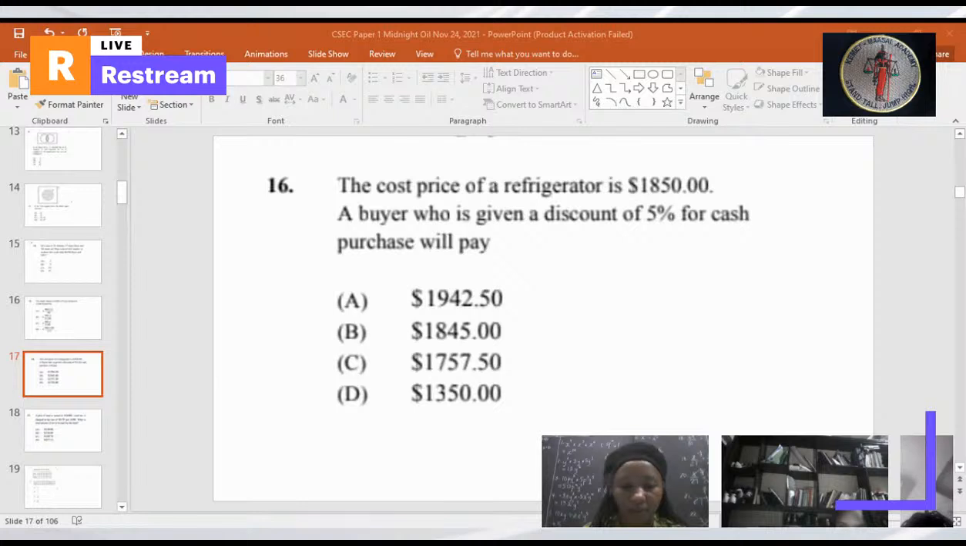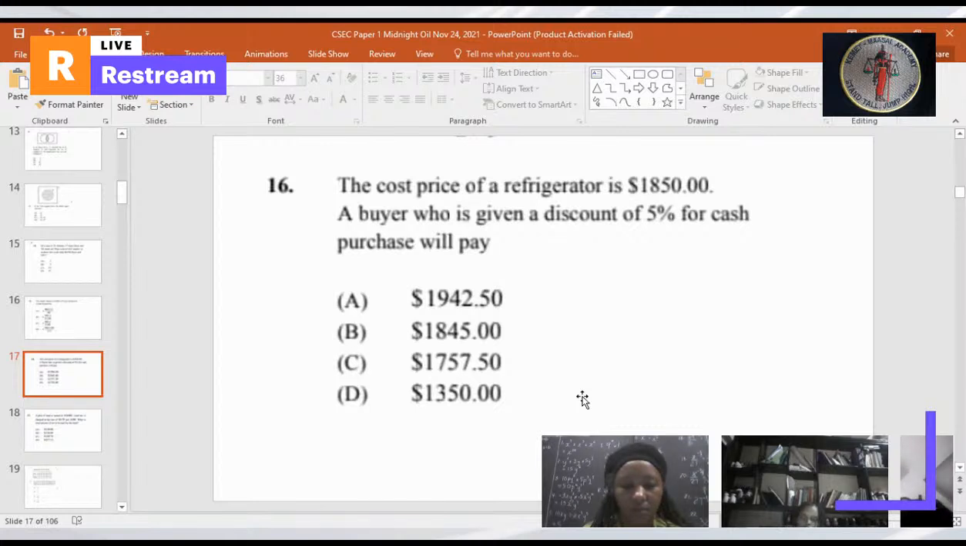So, Dreshan, hurry up and reduce those. You get $92.50. And then, since it's a discount, you'd subtract that from the $1,850, which was the original cost.